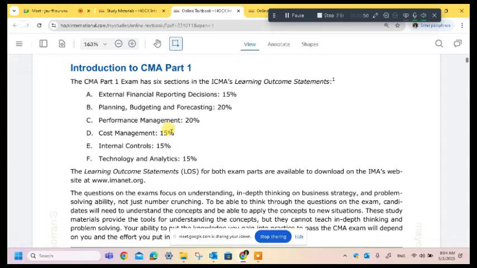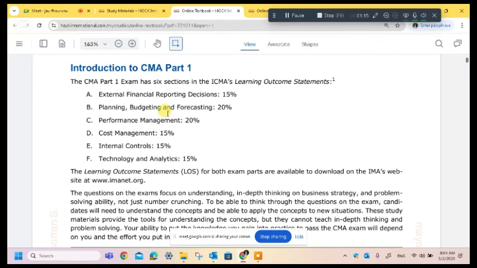So these 70% of the syllabus are topics with numbers and theory. Calculation, interpretation, everything is there. The last 30%, internal controls, technology and analytics, will be mostly theory. Fully theory it will be. So 30% theory, right? Yeah.